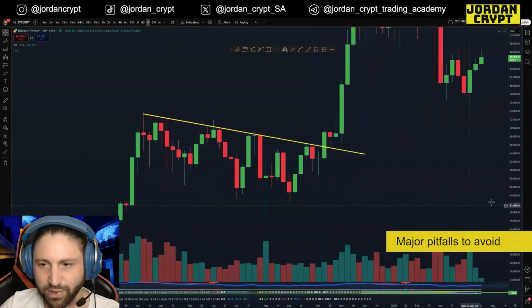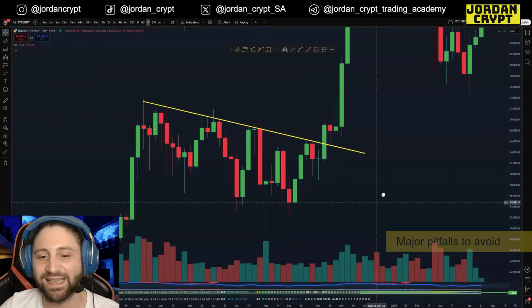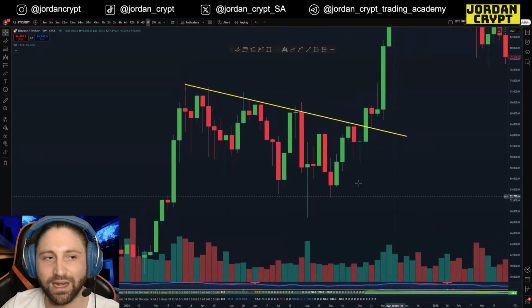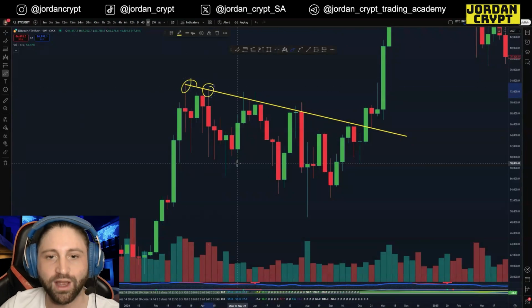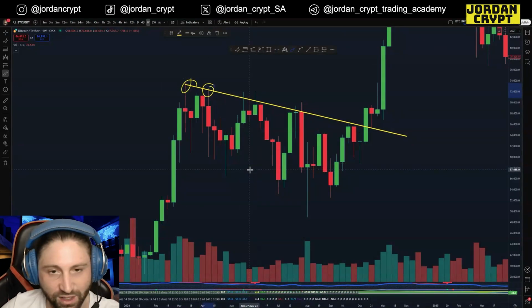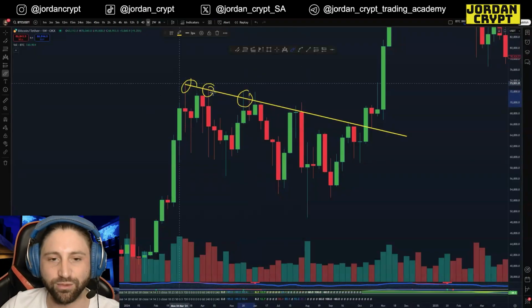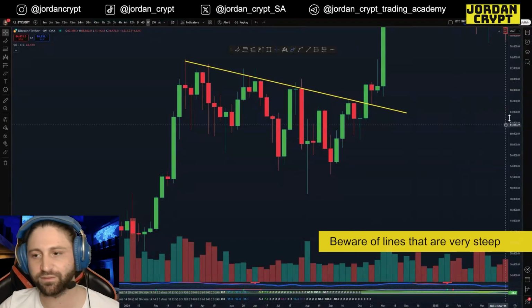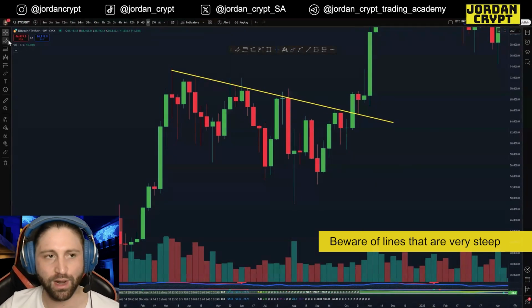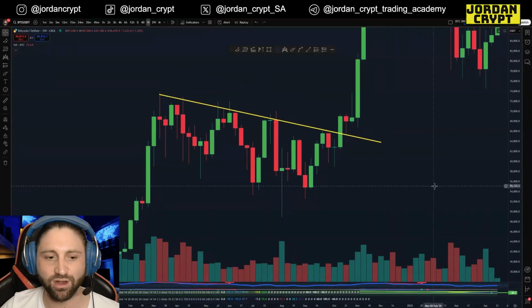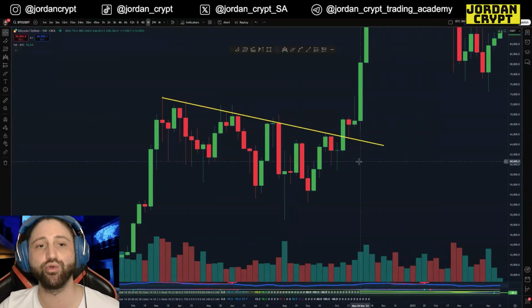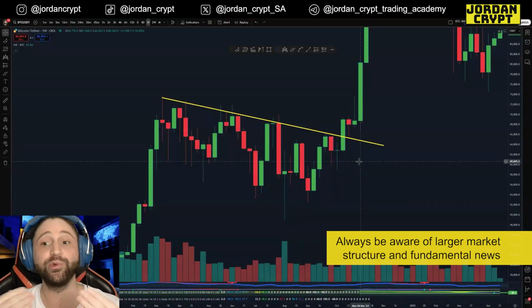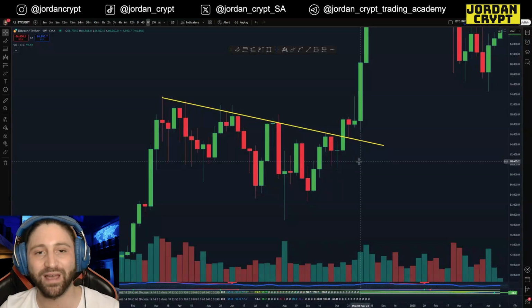Try not to fall for these pitfalls. One of the major pitfalls is forcing a line with too few levels of confluence. So if you see a trend forming and there are only two, try not to give it too much respect as of yet. Wait for at least 3 touch points before you start to use this trend line. Also, try to watch out for lines that are overly steep. They're more likely to give you false breakouts if the lines are too steep. One of the major pitfalls is ignoring the larger market structure and ignoring the fundamental analysis. News events can happen which can absolutely invalidate the trend.